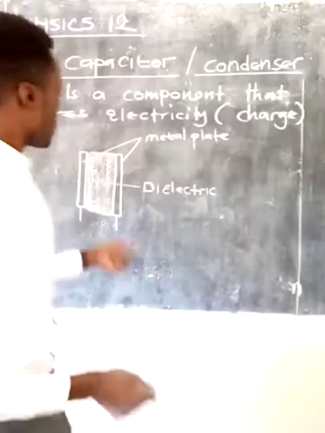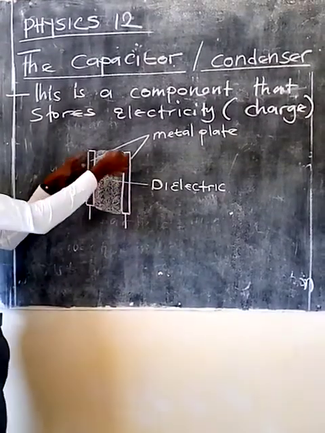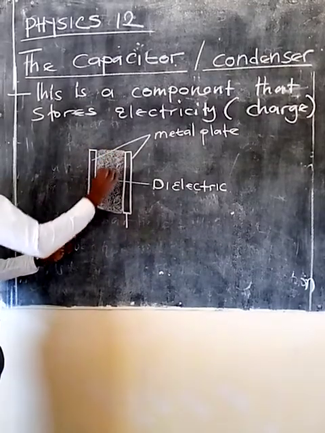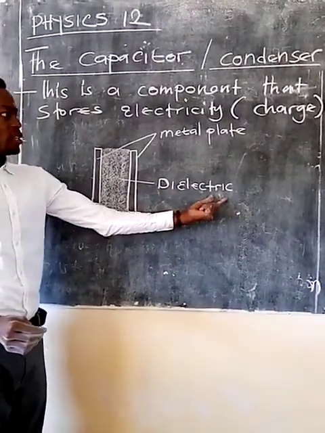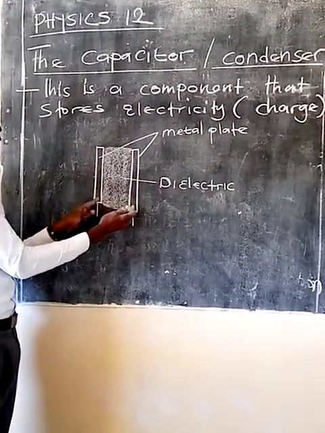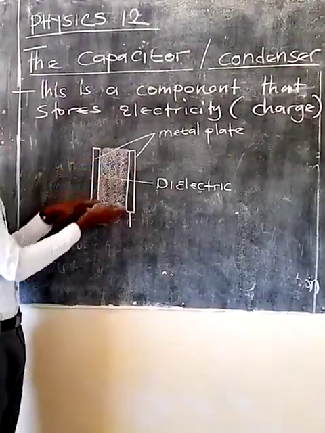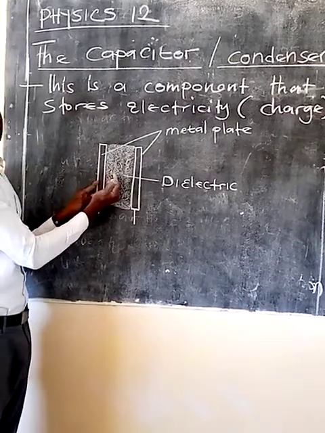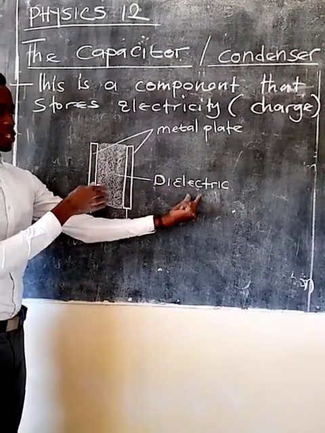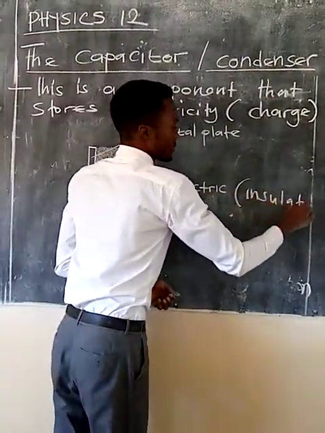Now, it is made up of two metal plates. So these are the metal plates there. Then between the two metal plates, we have what we call the dielectric. These two metal plates are the ones that store the charge. The dielectric is a part which is called an insulator. So the two metal plates are separated by what we call the dielectric, or we can say an insulator.